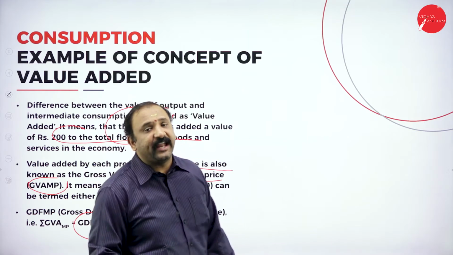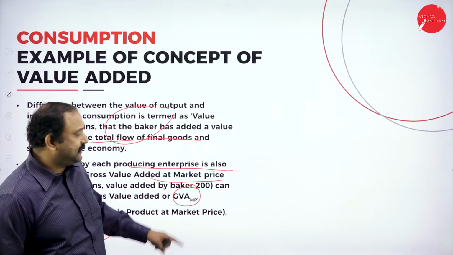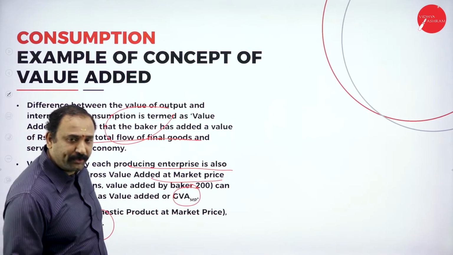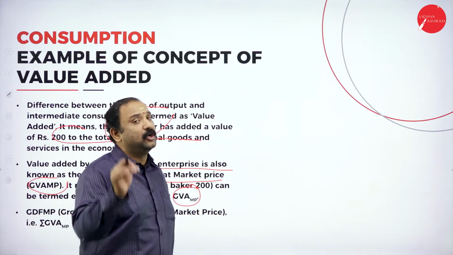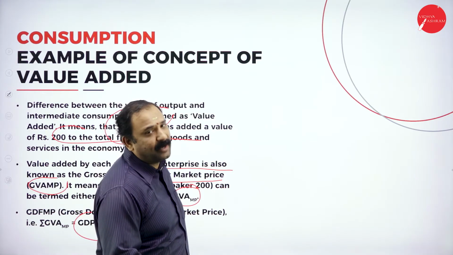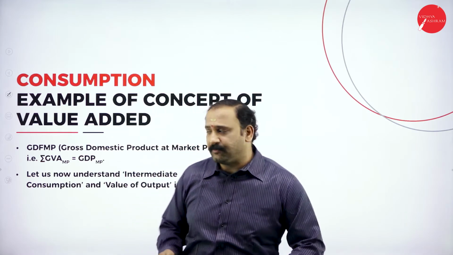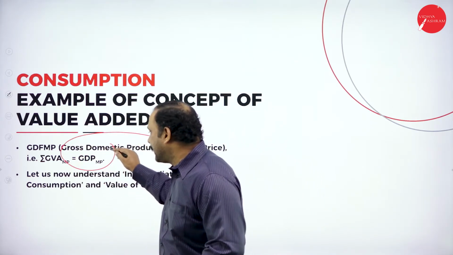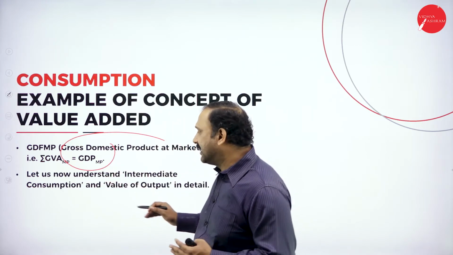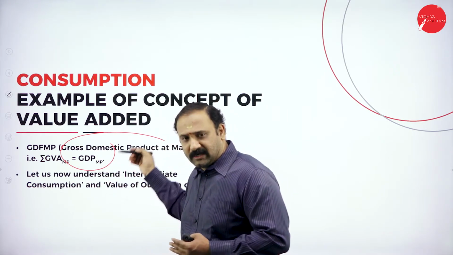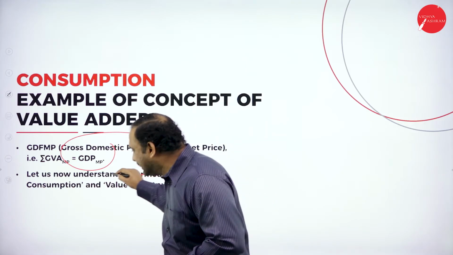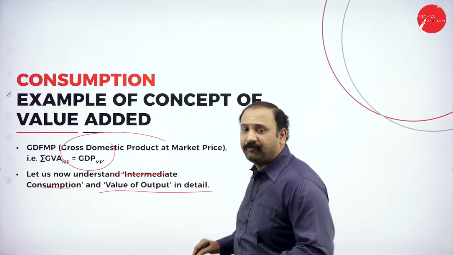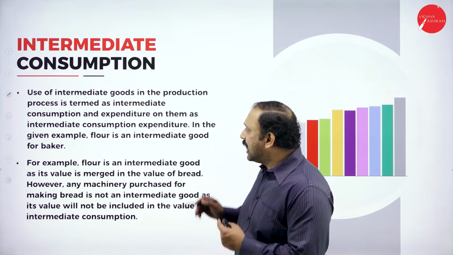At the end of the day, we are going to understand that gross value added is going to equate to the gross domestic product at market price. Now, the next thing that we are going to learn is that the gross domestic product at market price is also equal to this factor, which includes intermediate consumption and value of output. Let's try to understand these in detail. Now, how do we do this?